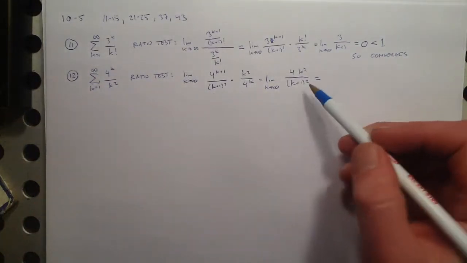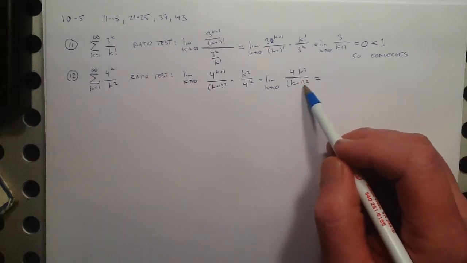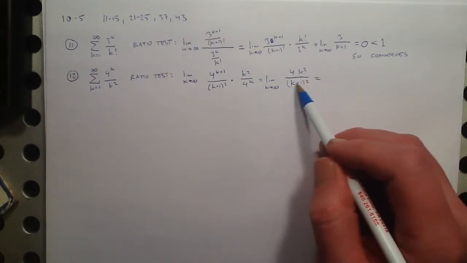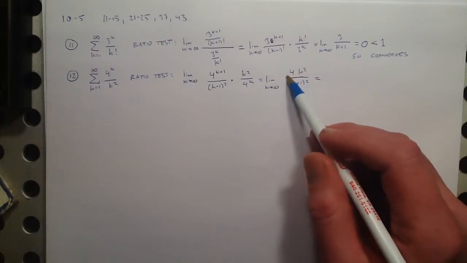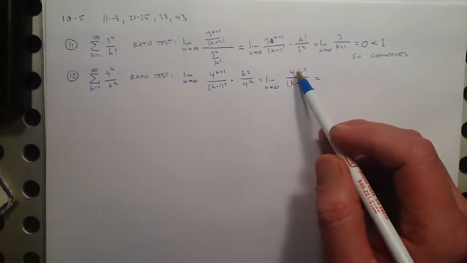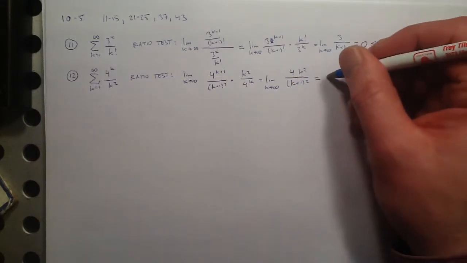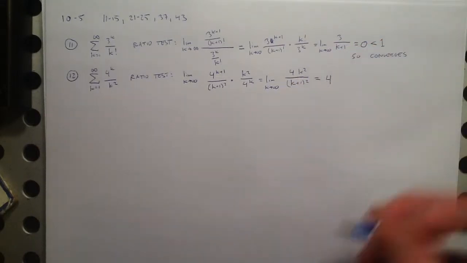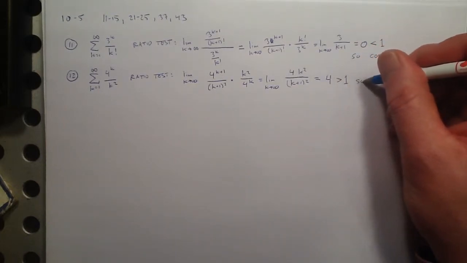Now, if you FOILed this out, this would be k squared plus 2k plus 1, but the important thing is the highest power of k would be just k squared in the front. So I've got k squared on the top, a k squared on the bottom, so the limit would just be the ratio of the coefficients. That's a 4 on the top and a 1 on the bottom, so that limit is 4, which is greater than 1, so this diverges.